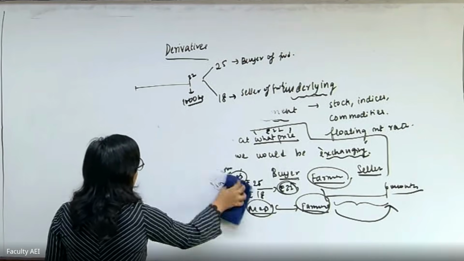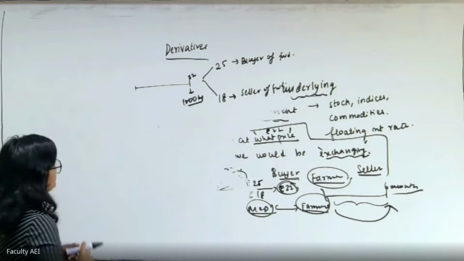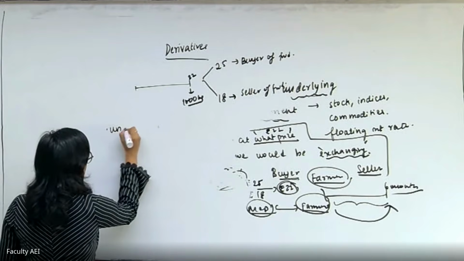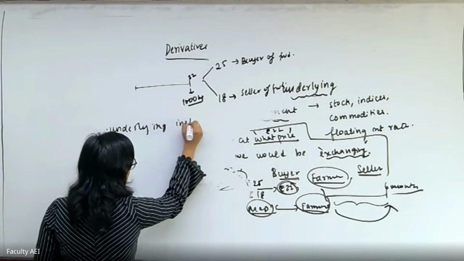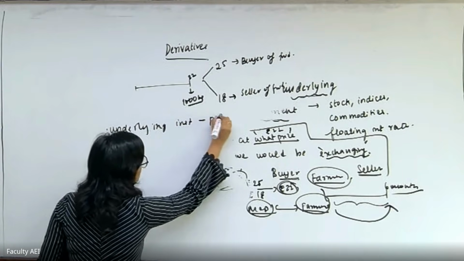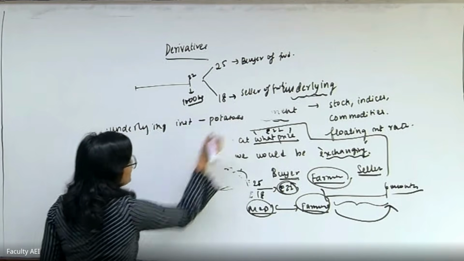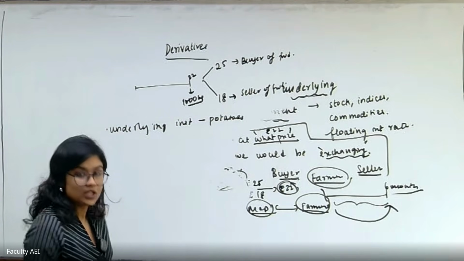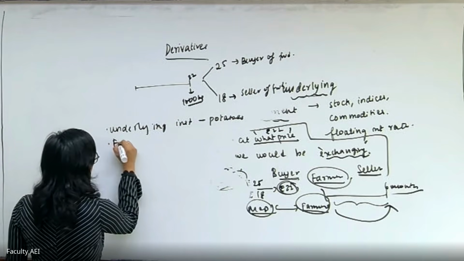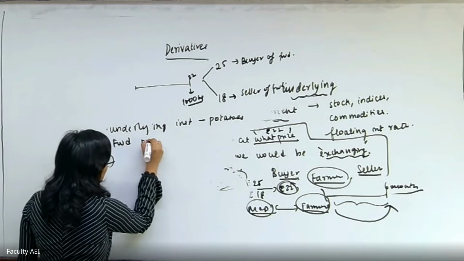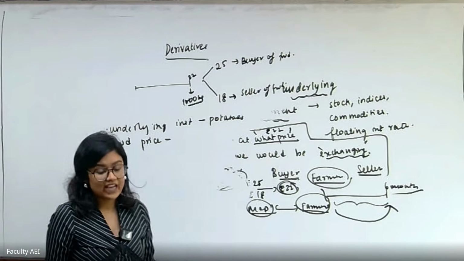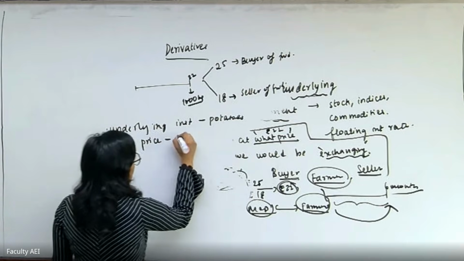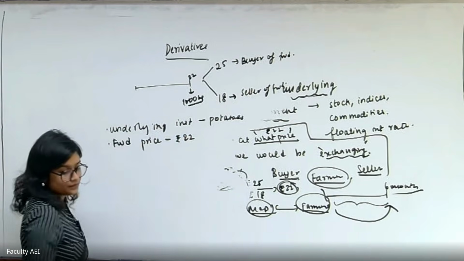So what is our underlying instrument here? Our underlying asset is the potatoes. The forward contract is based on the potatoes. What is the forward price? The forward price is the price at which they have agreed to exchange the commodity after 6 months. Our forward price is rupees 22.